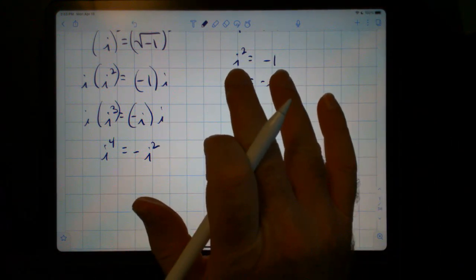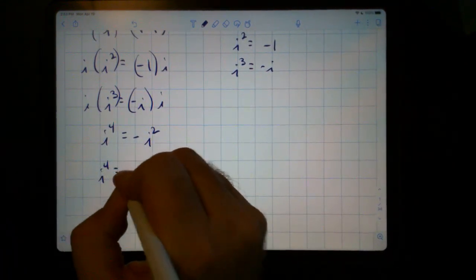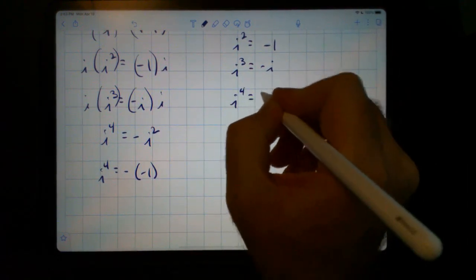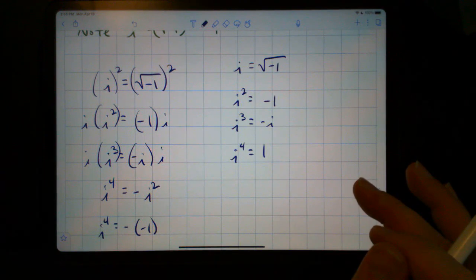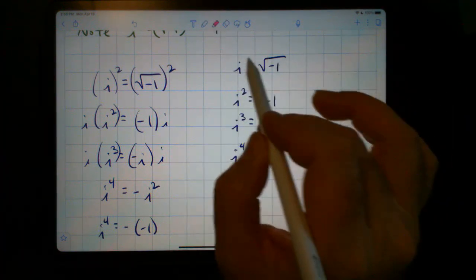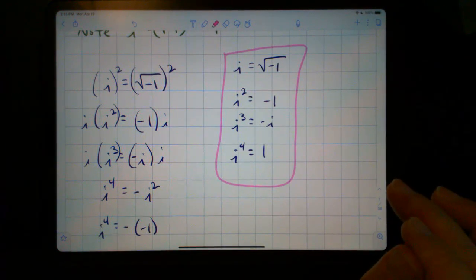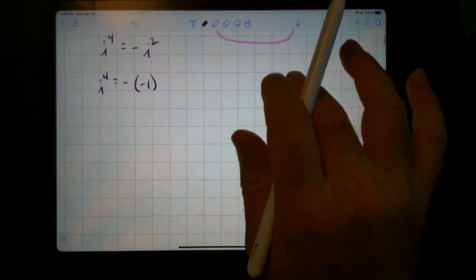But we see that i squared is -1. So i to the fourth is equal to -(-1), and that tells us that i to the fourth is equal to +1. This forms a group. We're not going to go into that now. Something else with i.